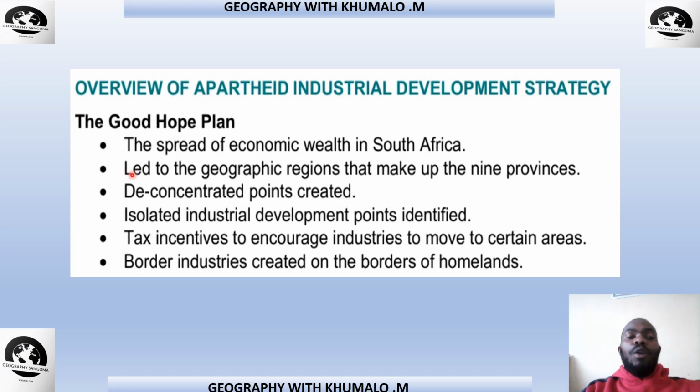Then the other aim of that policy, the Good Hope Plan, was the concentrated points created. The isolated industrial development points were identified. The tax incentives were to encourage industries to move from the central areas into the outlying areas of a city. And then border industries were created on the borders of homelands. So on the borders of homelands between provinces, there were border industries created by the Good Hope Plan. So the Good Hope Plan had to drive all these key points that I've mentioned, grade 12s.